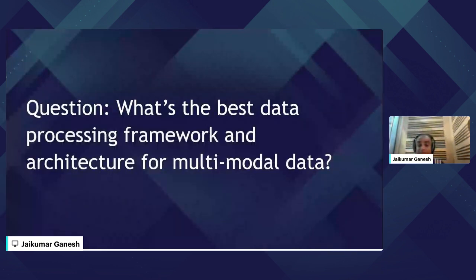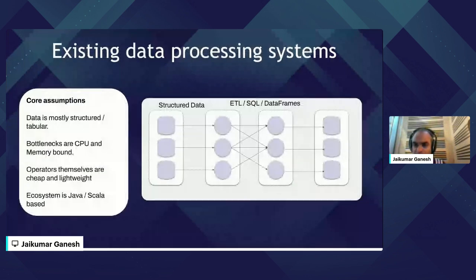So the question for us technologists is, what's the best data processing framework and architecture for multimodal data? Let's look at the existing data processing systems. They made some core assumptions around 10 years back: that data is mostly structured and tabular, bottlenecks are CPU and memory, and operators themselves are cheap and lightweight, in Java and Scala.